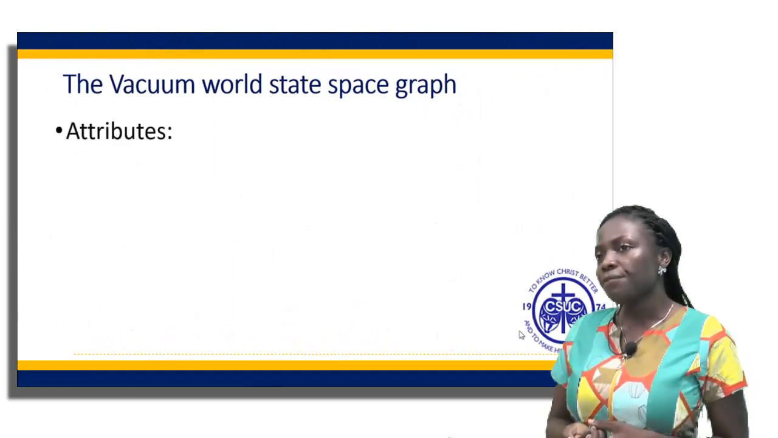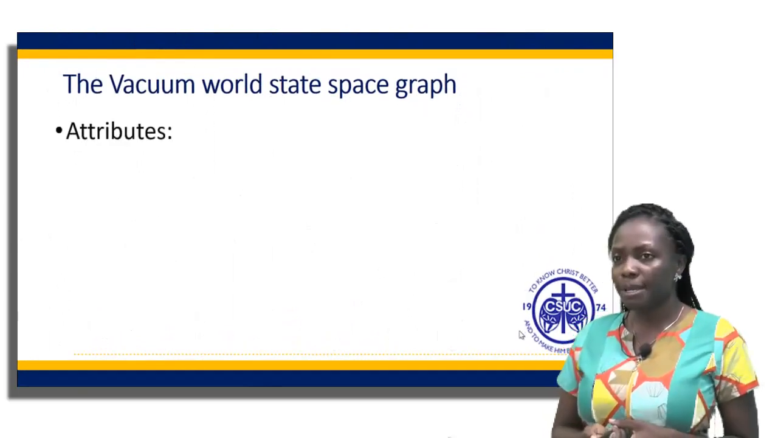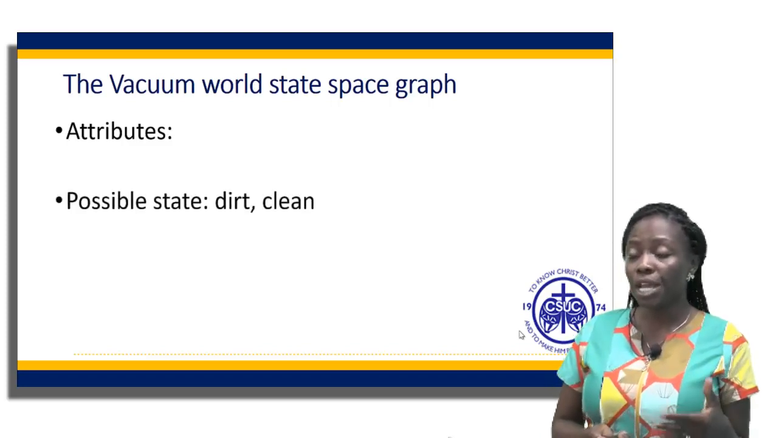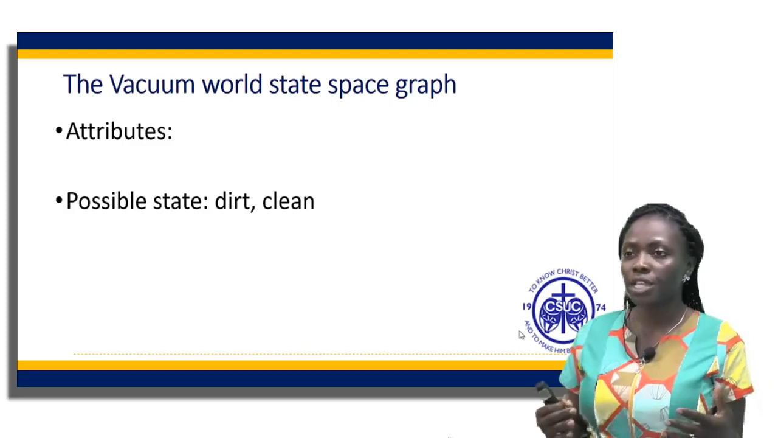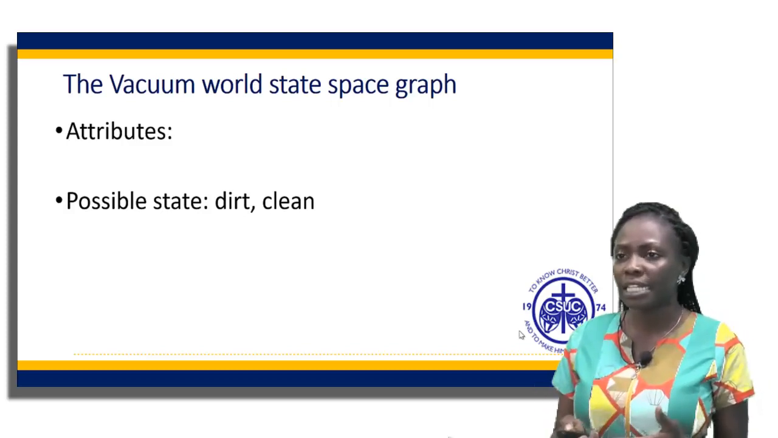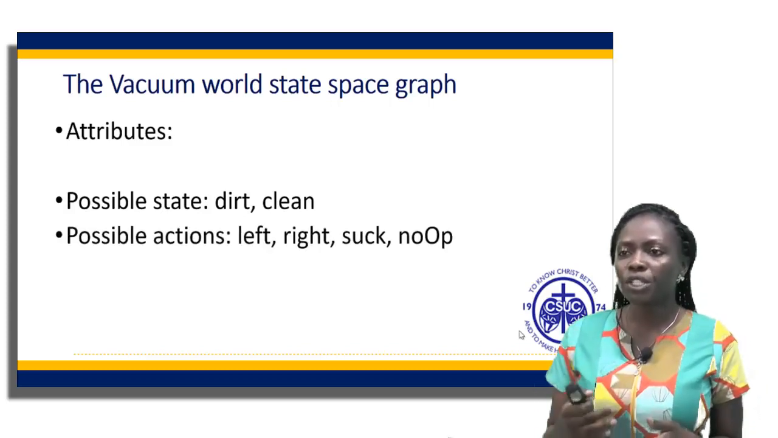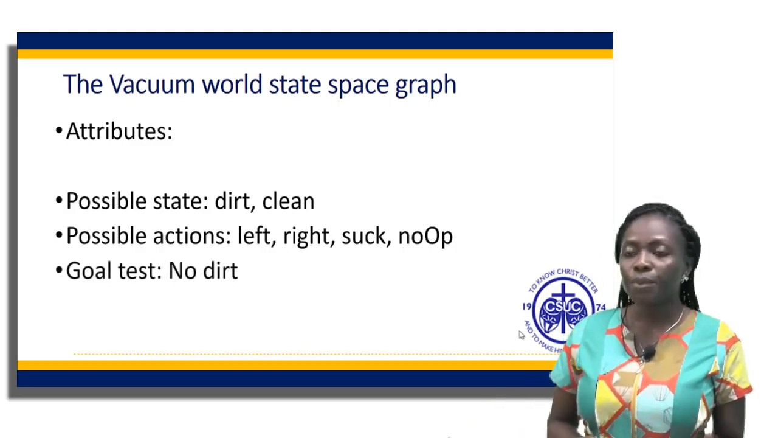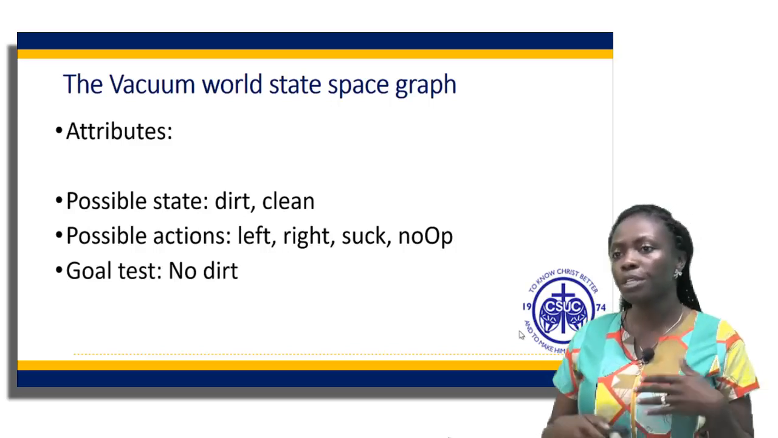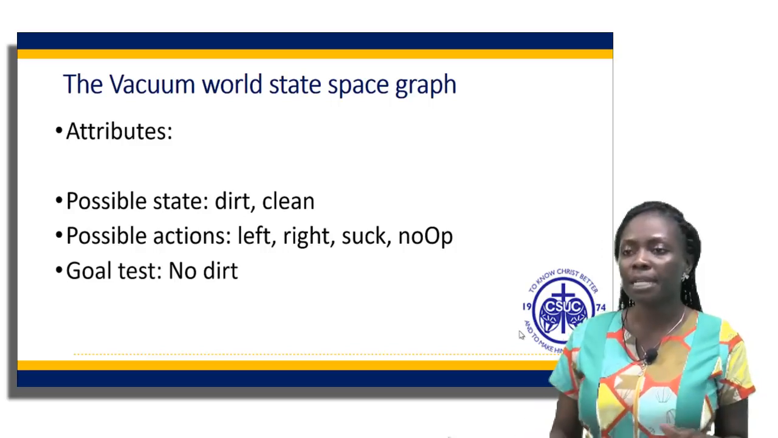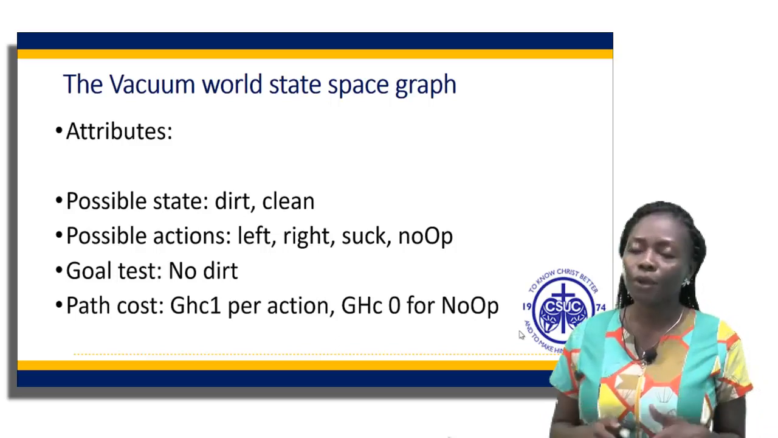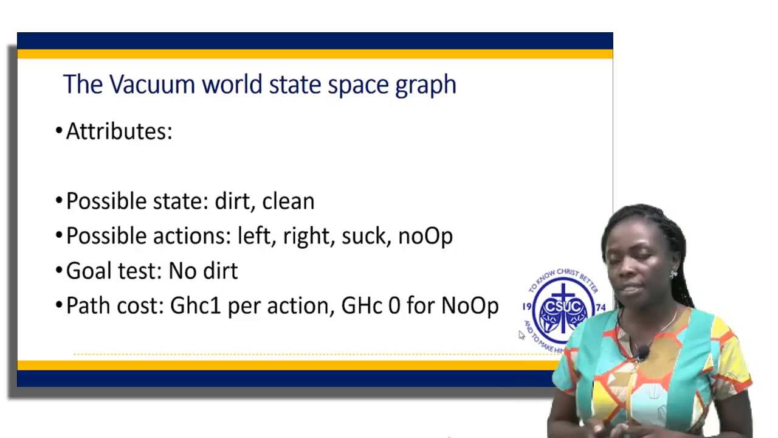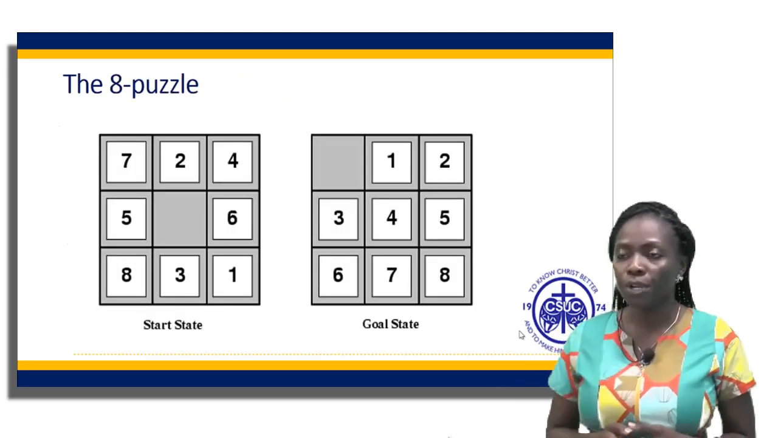If we look at the state space graph, we are going to have attributes. Our attributes will include the possible state of any location, which is going to be either dirty or clean. And then the possible actions will be move left, move right, suck up, or do nothing. Then we are going to have our goal test, which is going to be no dirt. We aim to have a place that has no dirt. And our path cost, we could assume, is going to be 1 Ghana cedi per action, and then 0 Ghana cedi for no work done, which is no operation.